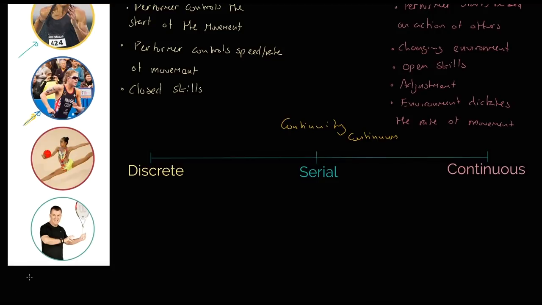Okay, so let's take discrete skills first of all. Discrete skills have what we would call a clear beginning and end. Discrete means on its own. So think about a service action, for example, in tennis. It starts with being in the ready position for the serve, and then it ends with the landing of the feet back on the court when the ball's flying off, hopefully to get an ace down the other end. So that's clearly a discrete skill.